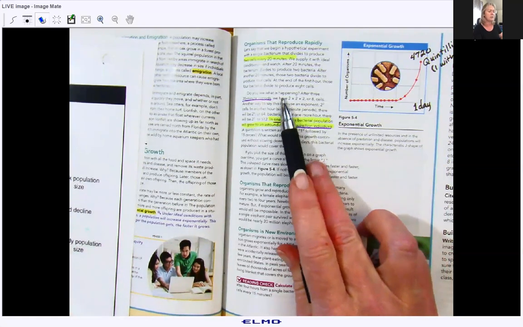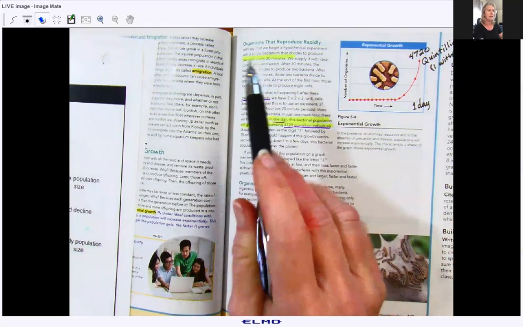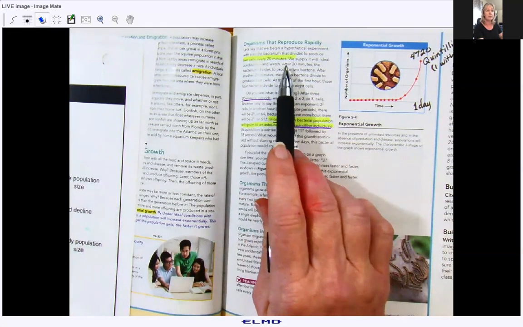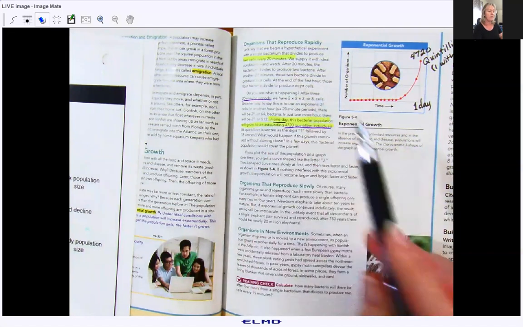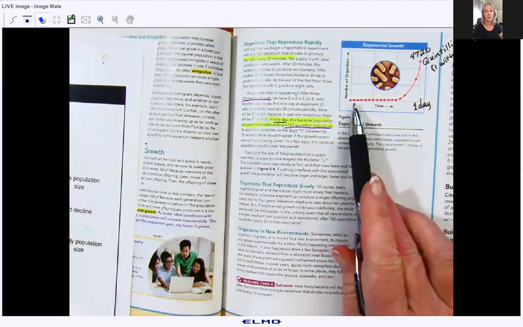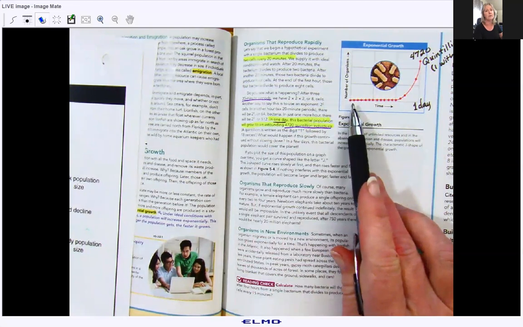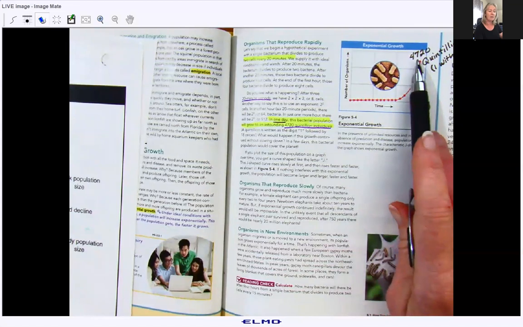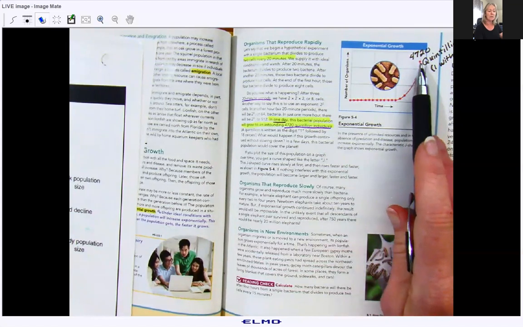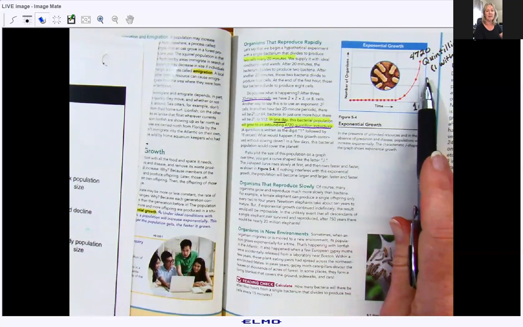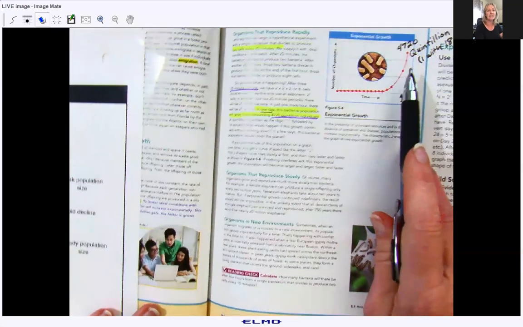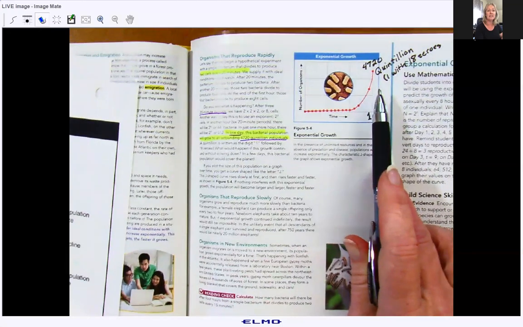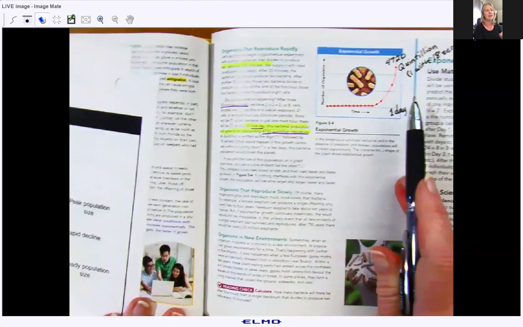But this one describes that it reproduces new cells every 20 minutes. So if we look at the graph here, if you start with one bacteria, in 20 minutes you have 2, and then in 40 minutes you have 4. So it's doubling every 20 minutes. At the end of one day, you would get 4,720 quintillion. And a quintillion is a 1 with 18 zeros. So, a large number.